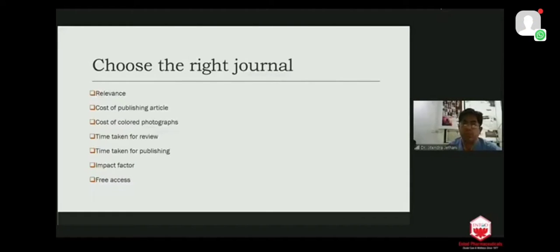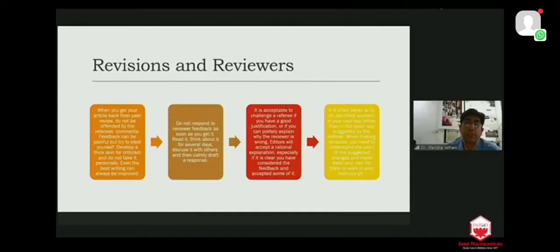Similar to that, you can find out the right journal. Once you have submitted the article, remember, it is not going to go through in the first instance. You can see that this particular slide is the most congested slide, because revisions and reviewers are among the most difficult things to deal with, but not impossible.